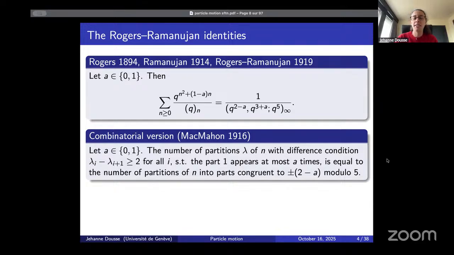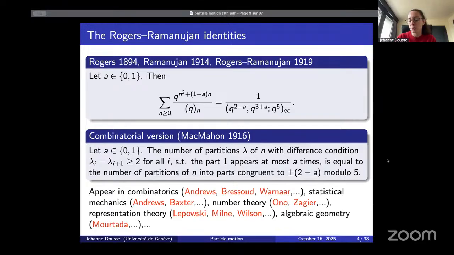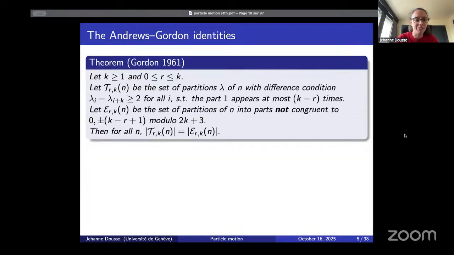And these identities are very important, both in combinatorics, but also in other fields, because they have been used in theoretical physics, number theory, representation theory, algebraic geometry, and possibly even many other fields. These identities appear naturally in many, many different places. So they are very interesting for that.